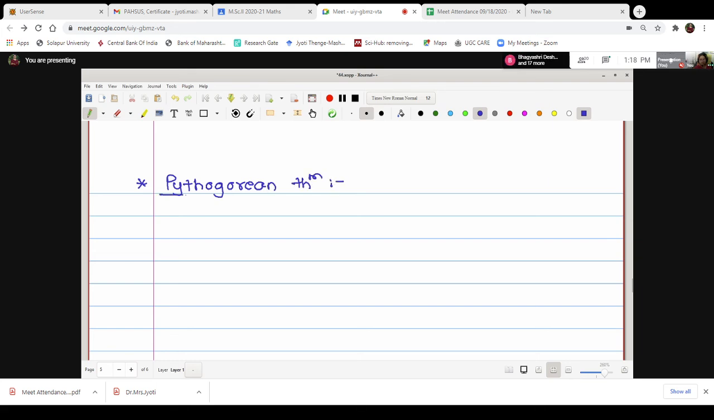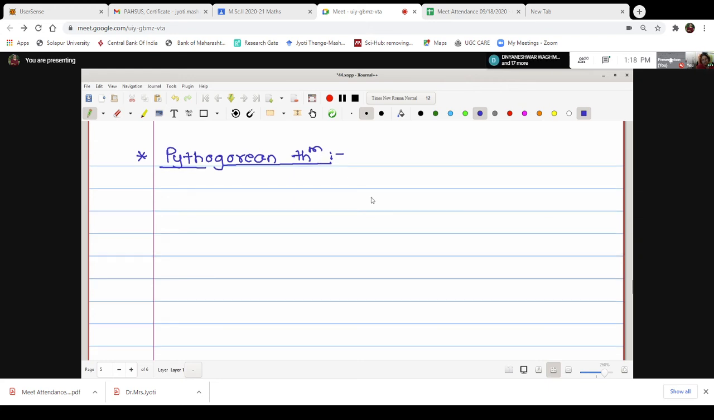Anyone? Now our aim is to write this Pythagorean theorem in the Hilbert spaces. How should I write? First we should know what is Pythagoras theorem. Yes, anyone from the students, what is Pythagoras theorem?